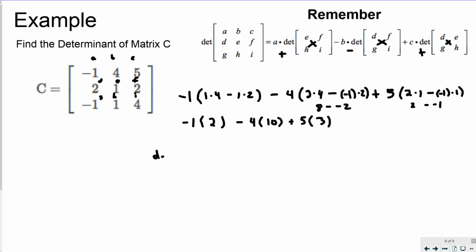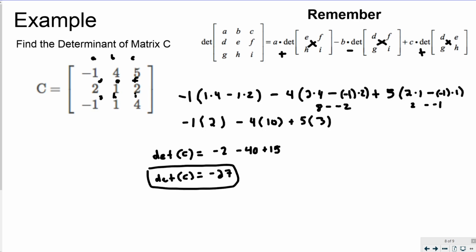So I can say that the determinant of C is equal to, so I've got -2 for the first one, -1 times 2. Take away 4 times 10 is 40. Plus 15. So the determinant of matrix C is -2 take away 40 is -42. Negative 42 plus 15 is negative 27. So the determinant of matrix C is negative 27.